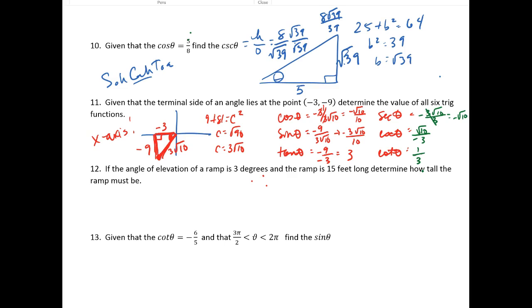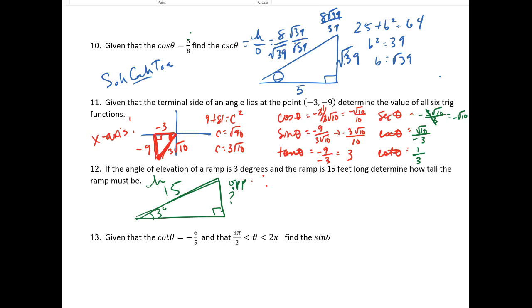Number 12, if the angle of elevation of a ramp is 3 degrees, so 3 goes down here, and the ramp is 15 feet long, so the ramp itself is 15 feet long, determine how tall the ramp must be. So I'm looking for the height, okay? So what you want to do is look at your angle, look at what's given, so the hypotenuse is given, and they want me to find the opposite.